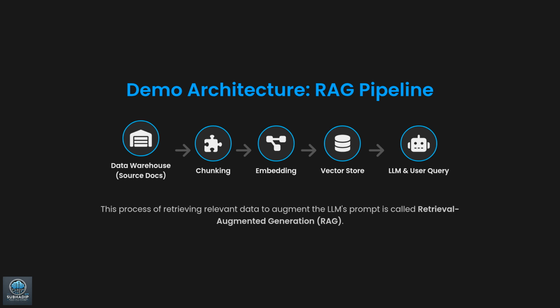Alright, let's put it all together in a demo. We will build a Retrieval-Augmented Generation, or RAG, pipeline. The process starts by taking documents from a data source like a warehouse. We chunk them, create embeddings, and load them into a vector store. When a user asks a question, the system retrieves the most relevant chunks from the vector store and passes them to the LLM along with the original question. This gives the LLM the context it needs to generate an accurate answer based on your private data.